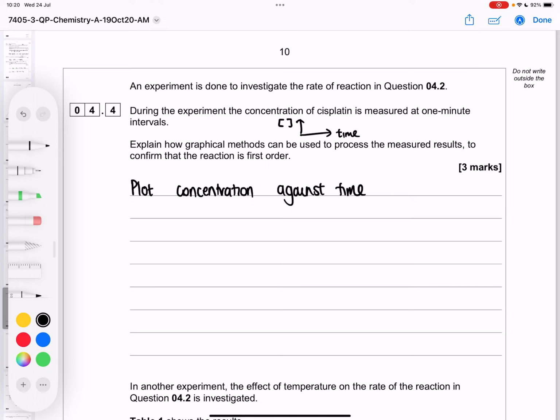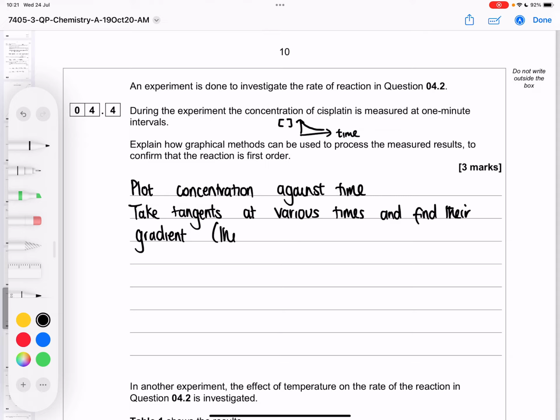And then cisplatin was a reactant, so we would get this kind of curve coming down. What we would do then is take tangents at various times and find their gradient. This gives rate at different times.